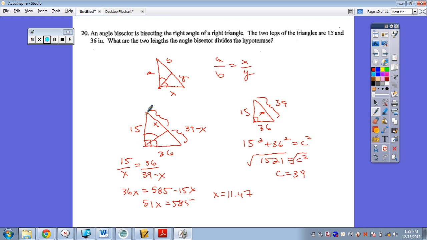That means that this length right here is 11.47. But the question asks you to also find the length of this. So you need to take 39 and subtract 11.47, which leaves you 27.53. So the lengths of the two segments are 11.47 and 27.53.